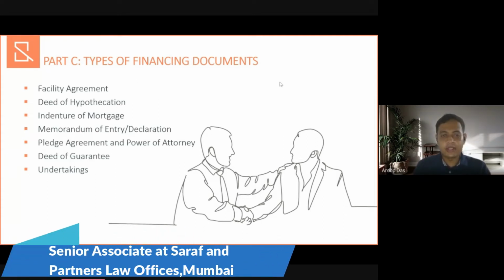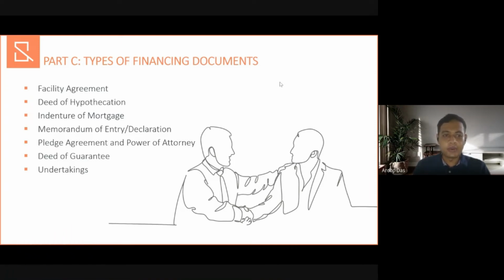So, all of the rights of the lenders would originate from the facility agreement, and you will have all kinds of security which will be created, or contractual comfort which will be given to the lenders by way of the following documents. Like I've mentioned in the previous slide, deed of hypothecation is a document which is executed for creation of security interest over movable properties without possession.